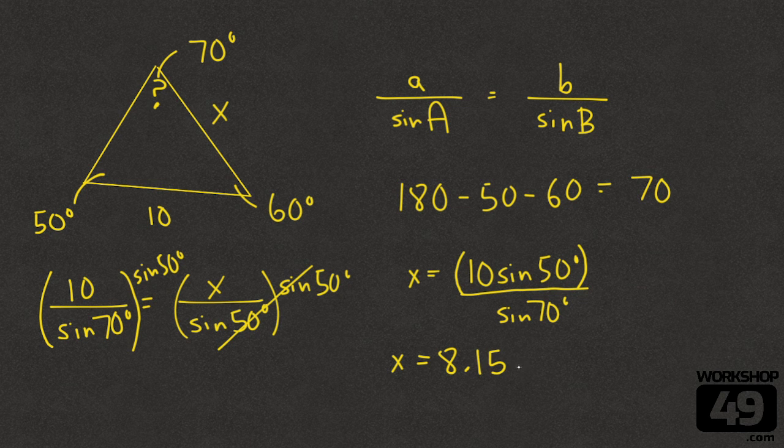But just like that, there are 3 examples on how you can be using the law of sines to solve an unknown side or angle in an acute triangle.